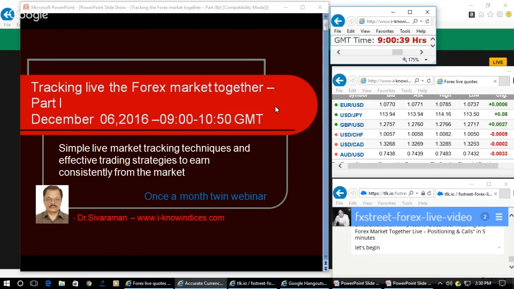From the title itself, we can understand I'll be tracking along with you the Forex market using the live market code page. And here you come across the live market code page showing the live change of the codes. The 4 majors and 2 commodity pairs are listed.